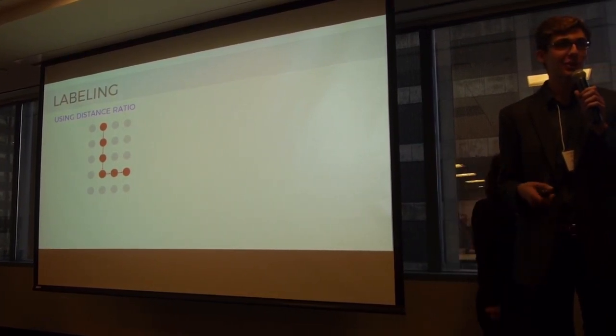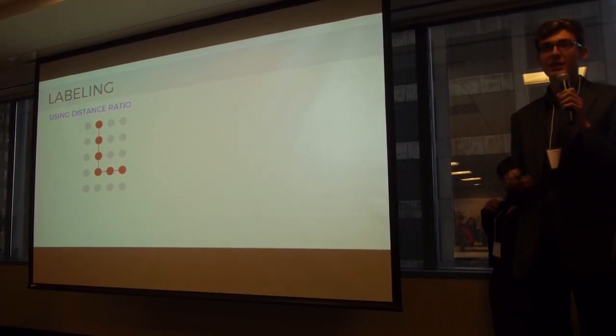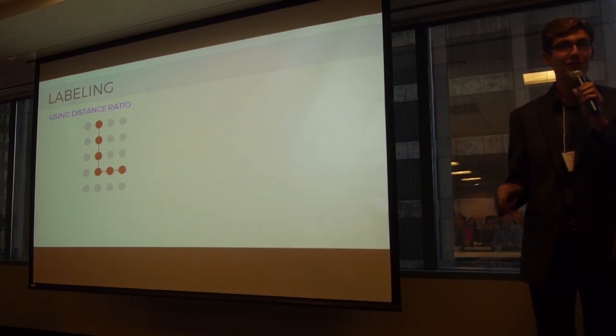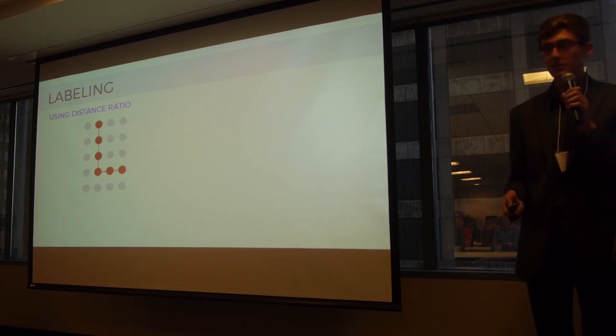So one of the first things that we wanted to do was label the data. And by this, we didn't have really a standard way to label cruising or not cruising. And if we label these extreme subsets, we could hopefully find a machine learning algorithm that can detect the rest. And so we use something called a distance ratio.